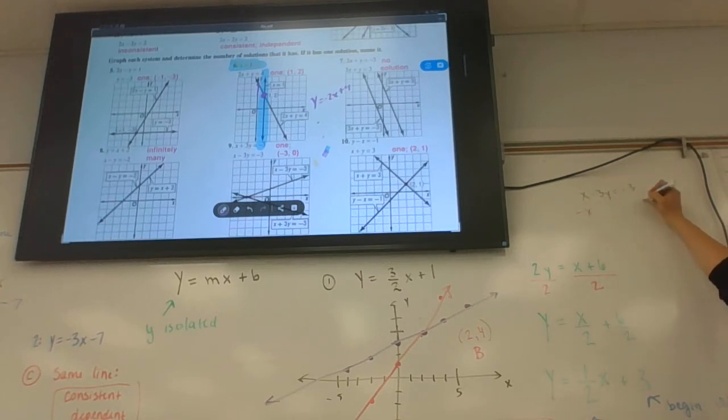I'll subtract x from both sides. I got negative 3y equals negative x minus 3. And then I'm going to divide by negative 3. And I get y equals negative x over negative 3 plus negative 3 over negative 3. I'll put a plus in there to understand those signs a little bit. So that's positive 1/3 x plus 1.